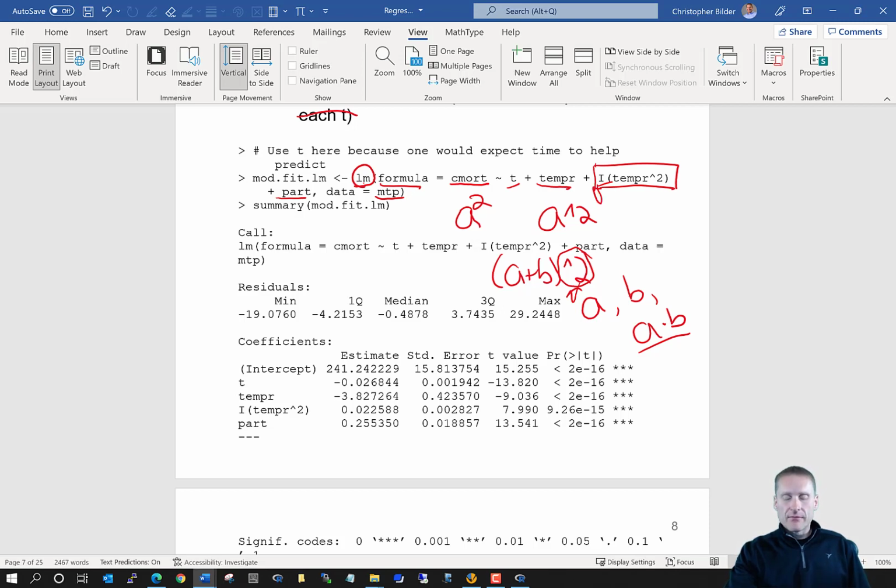Okay, so I put the results into mod.fit.lm. And then I summarize the results as well, and this is what I get. So for example, here is beta hat 0 right there.